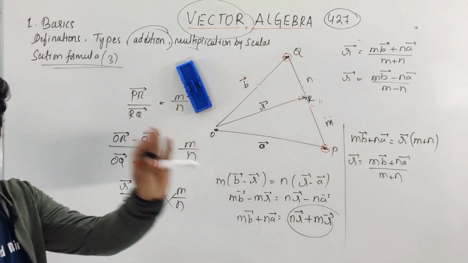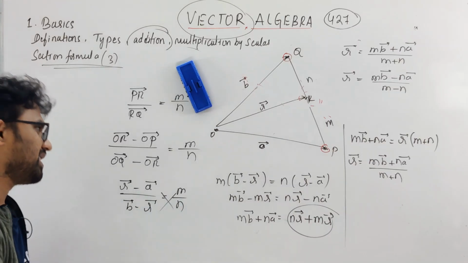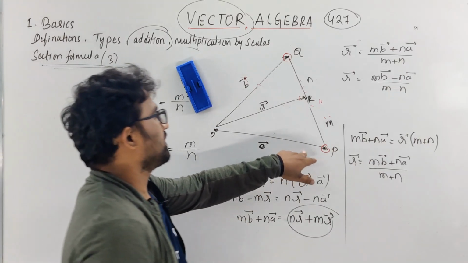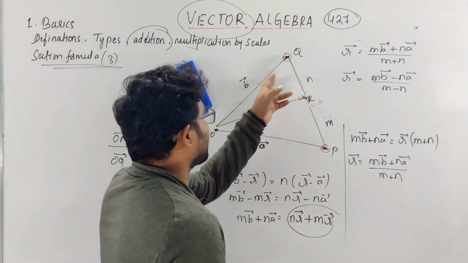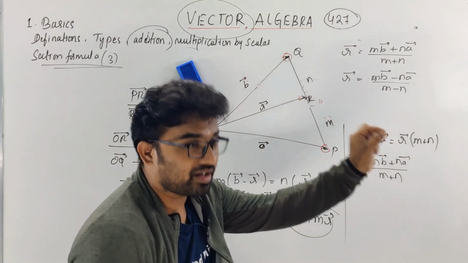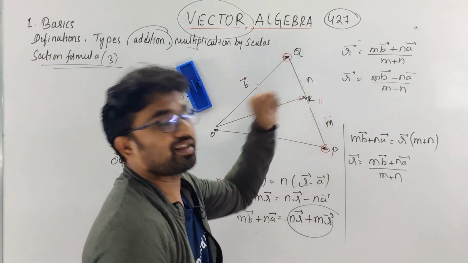So don't mug up anything. Whatever it may be, don't mug up. If they ask in the exam, you have to write the statements. Consider 2 points P and Q with the position vector OP vector as A vector, OQ vector as B vector, and there's a point R which divides the given line PQ in the ratio of m is to n.